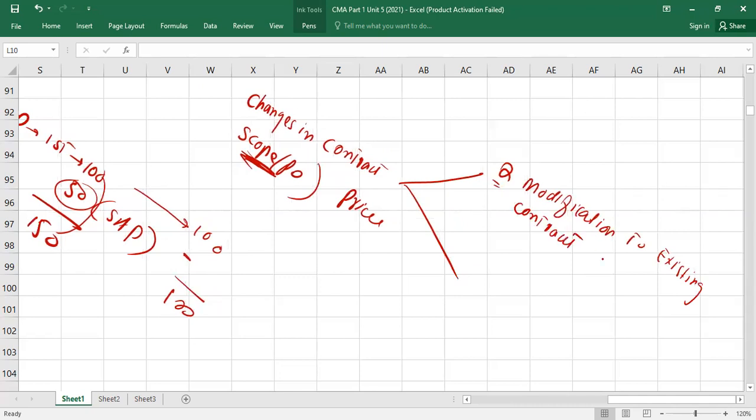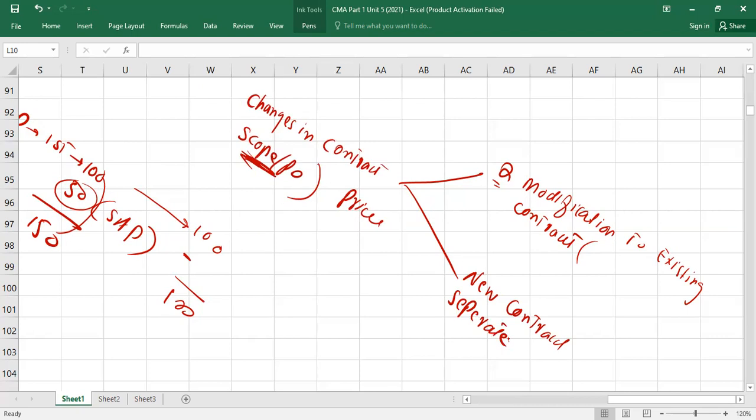To existing contracts. What does it mean? It means the existing contract is still valid, or this modification will be treated as what? As which contract? As a new contract. A new contract is also called a separate contract.